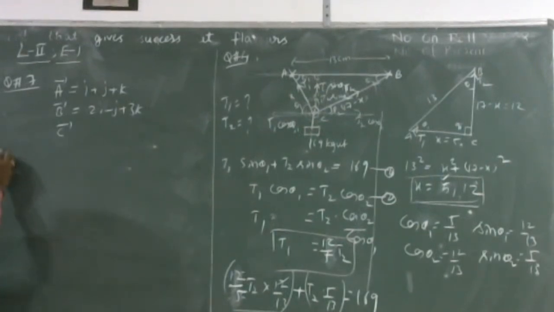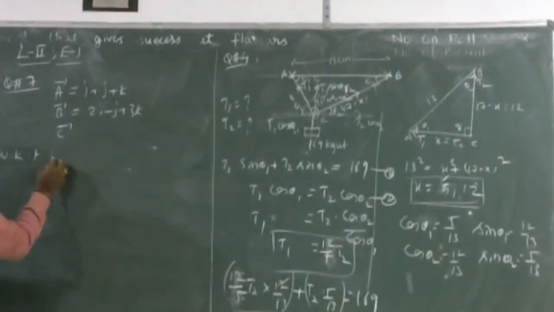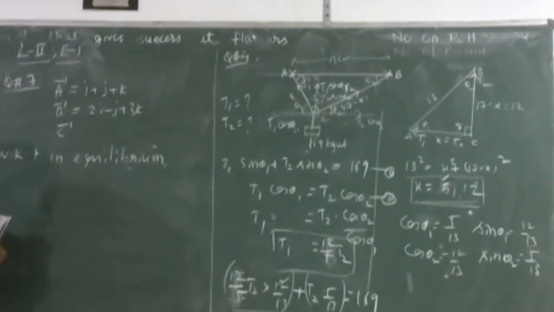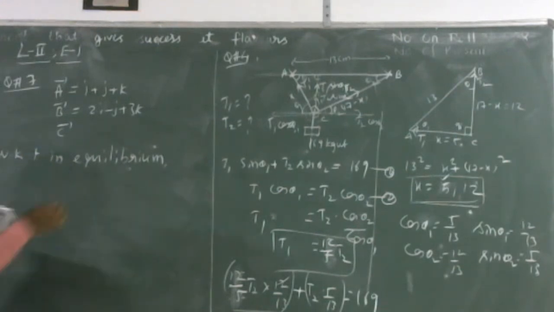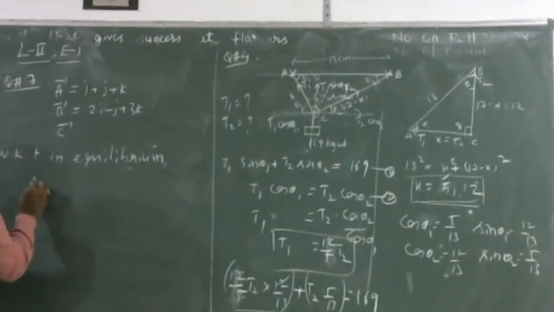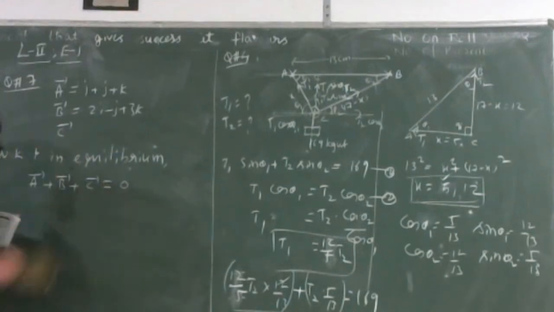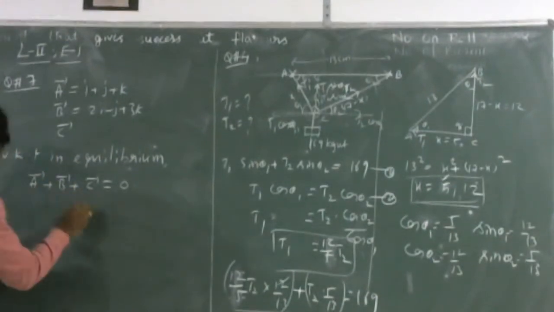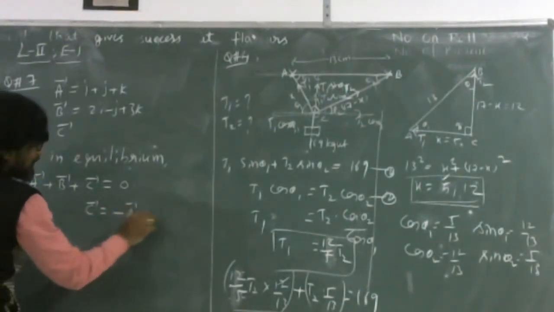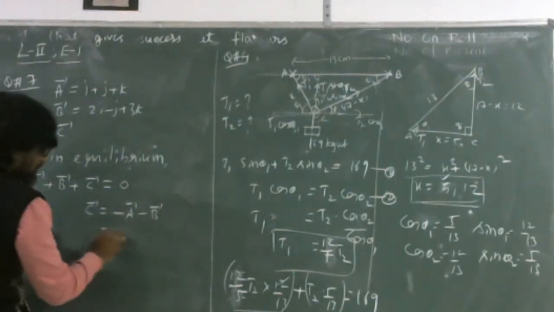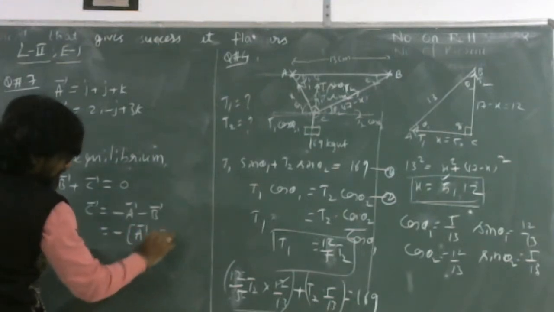So we know that the condition for equilibrium under the action of three forces is that the sum of the forces equals 0. That is, in equilibrium, A vector plus B vector plus C vector equals 0. Here A and B are given, C is not given, so you need to find it. You can write C vector equals minus A vector minus B vector, or minus of A vector plus B vector.